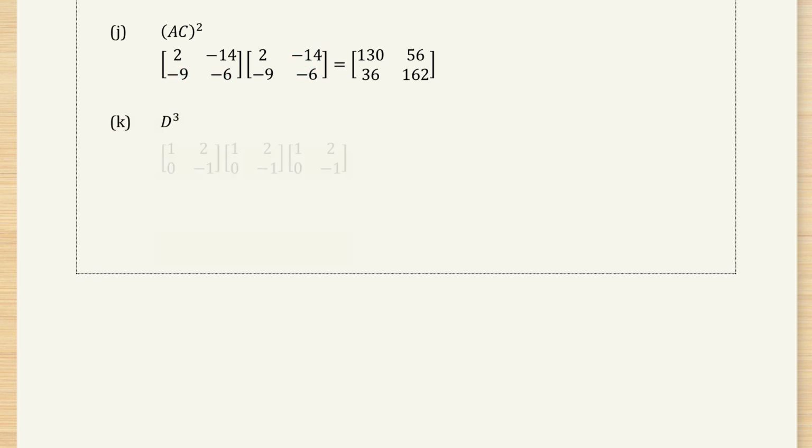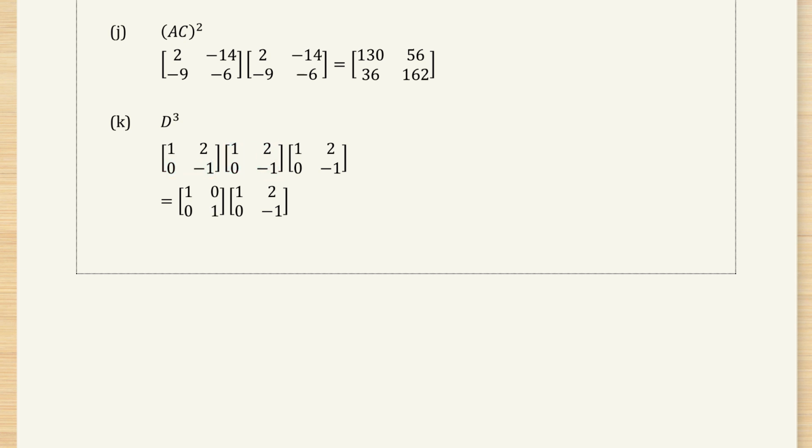D cubed. Have 3 of these D's multiplied together. Do them sequentially. The 1, 2 multiplied by 1, 0, we get 1. 1, 2 multiplied by 2, -1, that gives 0. 0, -1 multiplied by 1, 0, we get 0. 0, -1 multiplied by 2, -1, we get 1.